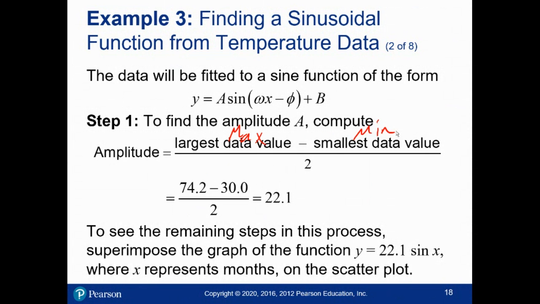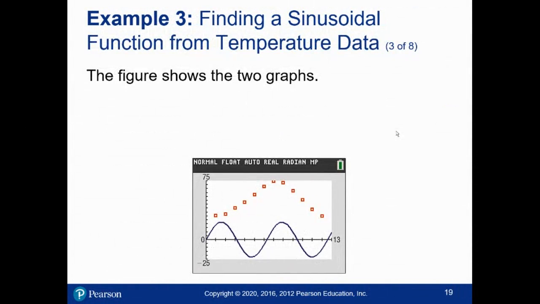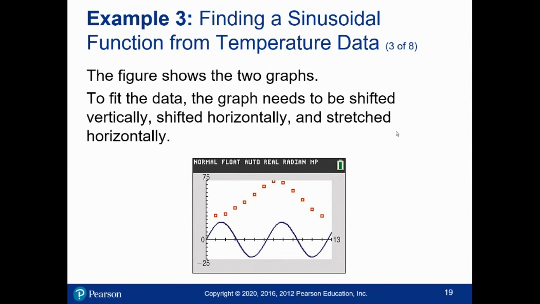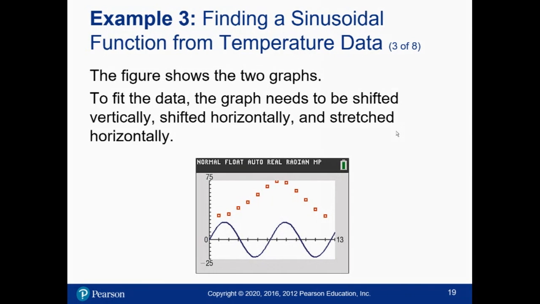Okay. So here is a graph of 22.1 sine x. It really doesn't look the same. Okay. So we need to accomplish some horizontal shifts and compressions and vertical compressions and shifts to try to get this correct. Sorry, we don't need another vertical compression. We already got the amplitude right.